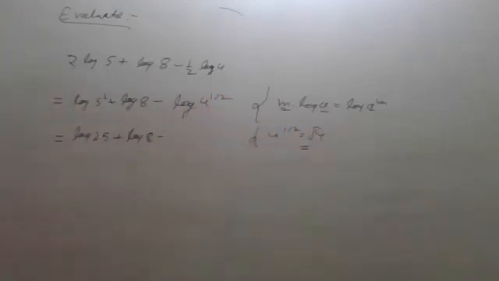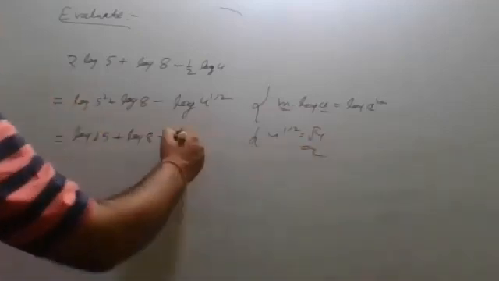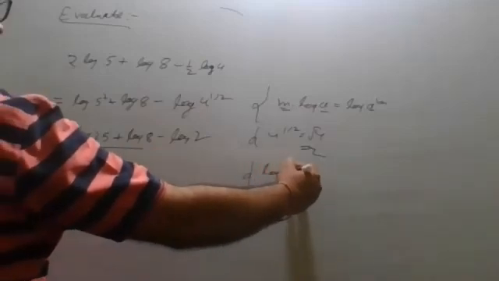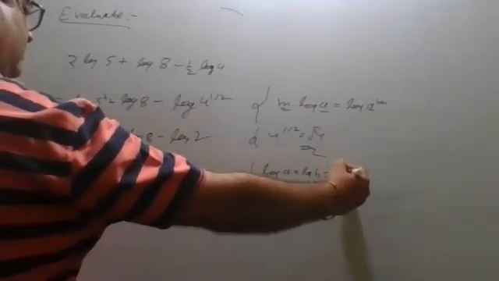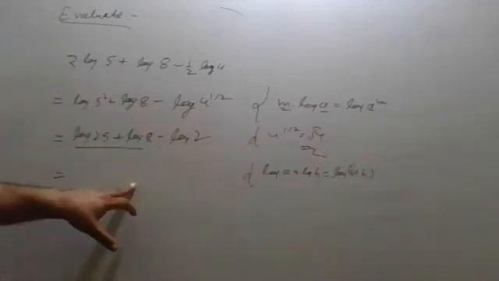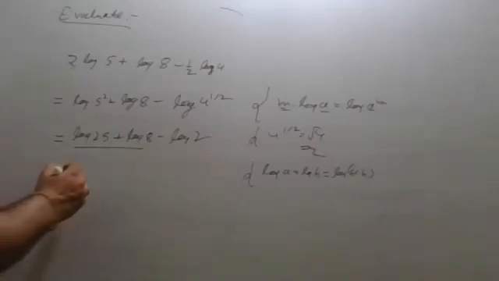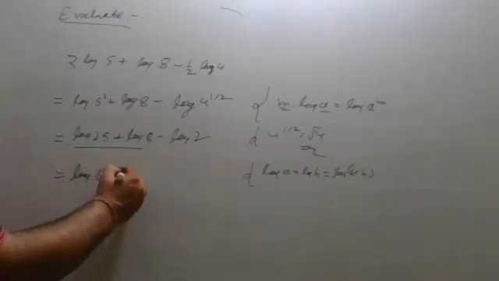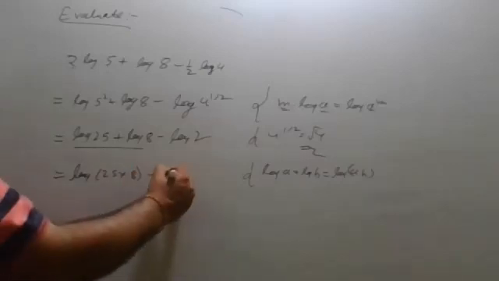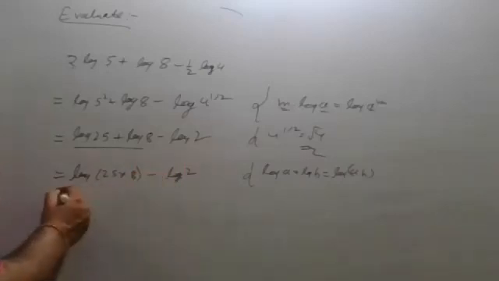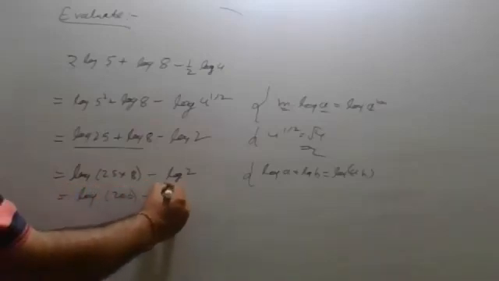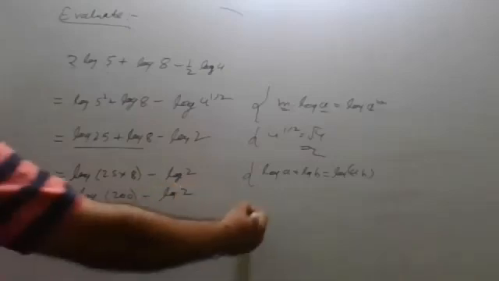And what is the square root of 4? 2. So we will write log 2. Now use log a plus log b. What is the formula? Log ab. So if you use this formula to simplify log 25 plus log 8, don't say log 200 directly. Instead say 25 into 8, minus log 2. Now in the next line simplify it. So it is log what? 200 minus log 2.